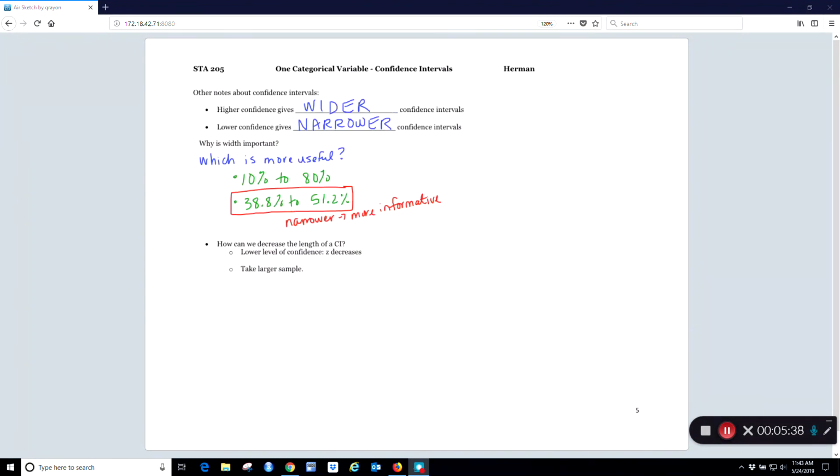So those are my two different ways that I can make my interval narrower, is to either lower my level of confidence, which of course, hopefully we see the downfall in that, or I can increase my sample size. Now, how big of a sample might I need? That is a question we will answer in a future video in this module.